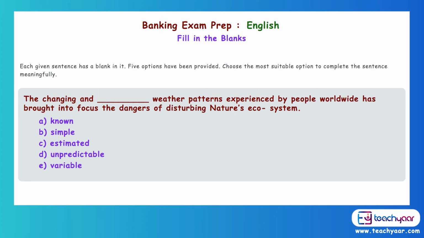The unpredictable. What's the meaning of unpredictable? That you feel something is going to happen, but you really can't say whether it's going to happen. The weather is not behaving the way you predict. You think it will be hot, but it becomes cold. You say it will rain, it doesn't rain. So unpredictable seems to be the right word. What's the last one? Variable. Well, changing and variable mean the same. So the changing and variable, actually you're repeating yourself when you use two words which have the same meaning. So variable is not the answer. So it's very clear, the answer is unpredictable.